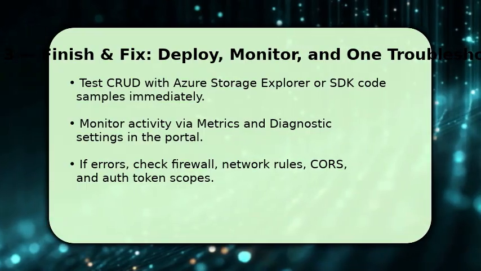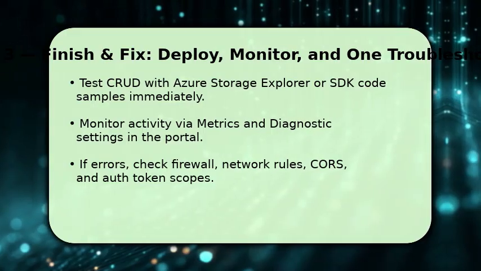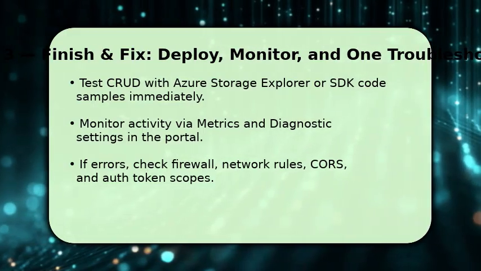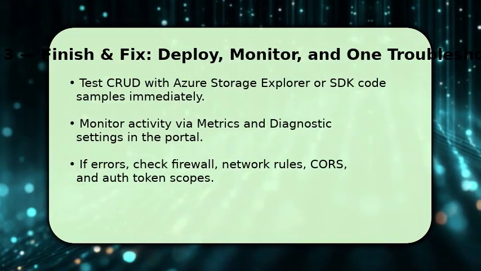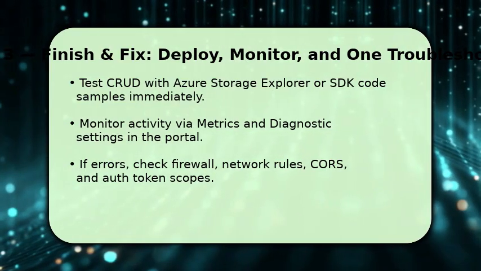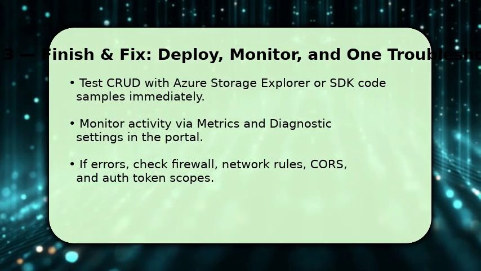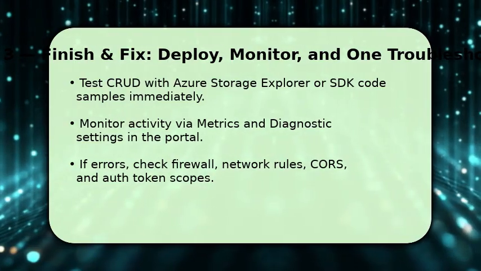Verify partition key behavior. Once tests pass, enable metrics and diagnostics to monitor throughput and latency. Make sure lifecycle policies or retention settings are applied if needed. If you hit issues, check network rules, firewall exceptions, CORS, and whether your token scopes or SAS permissions are correct. If performance is slow, reevaluate partition key design and replication tier.